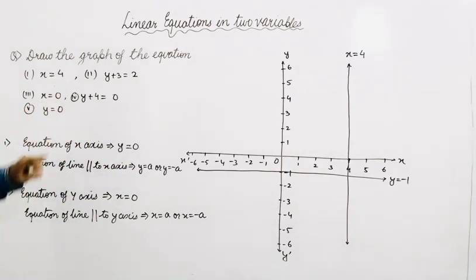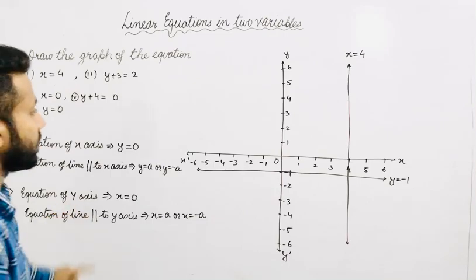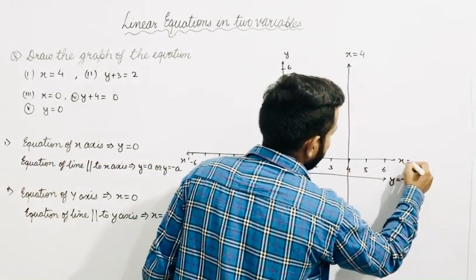Third, x equals 0. x equals 0 is the equation of the y-axis. What is this? This is x equals 0.